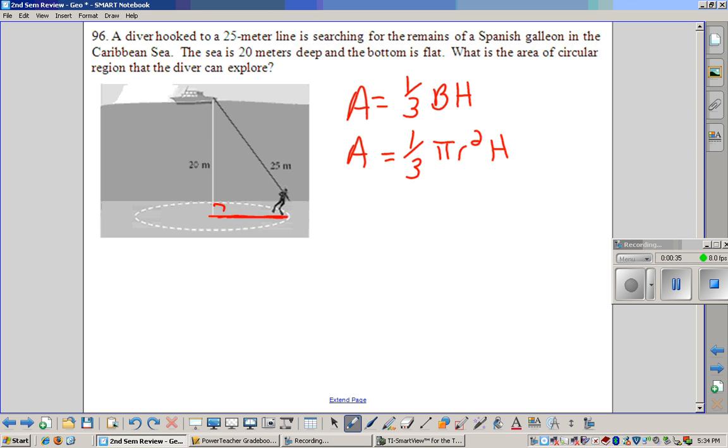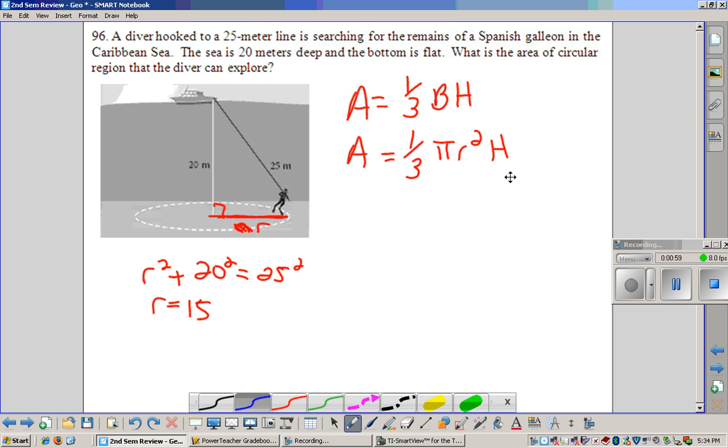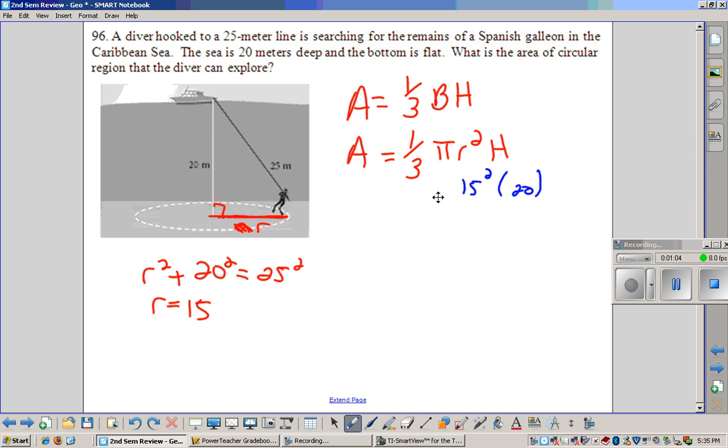So you do need the Pythagorean theorem to find the radius, excuse me, call it A. So r squared plus 20 squared equals 25 squared. Let's calculate r right now. So I get r of 15. Okay, so that's the radius of the cone. So we're going to go ahead and put that in for the radius of the cone: 15 squared times the height, which is 20 for this cone, and the third. Sorry, we already have the pi there.